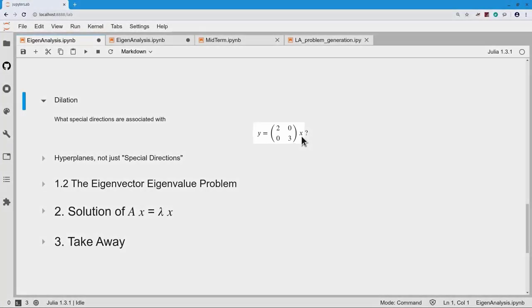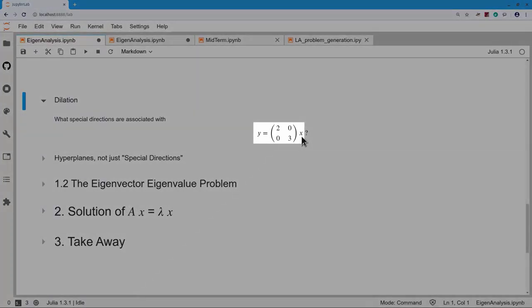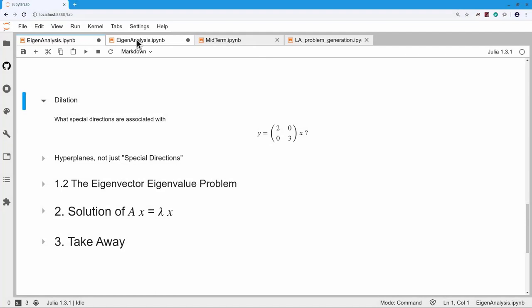And now that you're back, what I hope you found is that one special direction lies along the x-axis, and the multiplier associated with it is 2, and the other special direction lies along the y-axis, and the multiplier associated with it is 3. So we have constants that happen to be whatever numbers happen to creep up from our matrices. One point I should make is that actually we're talking not so much about special directions, but hyperplanes. Let me go back to one of those figures.